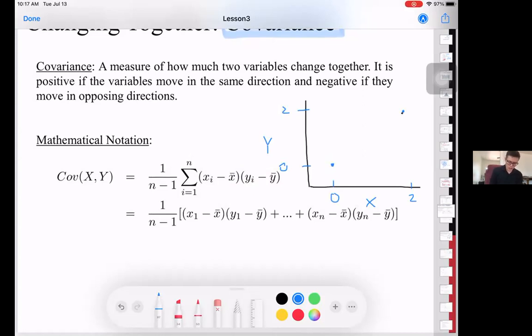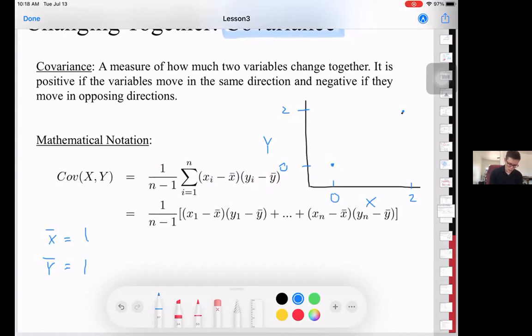So let's calculate the covariance together. But first, just with your eyes, you can see that when there are larger values of x, y is a larger value as well. So first, we're going to calculate the average. The average x is going to be 2 plus 0 divided by 2, which is 1. And the average y is going to be the same. 2 plus 0 divided by 2 is 1.